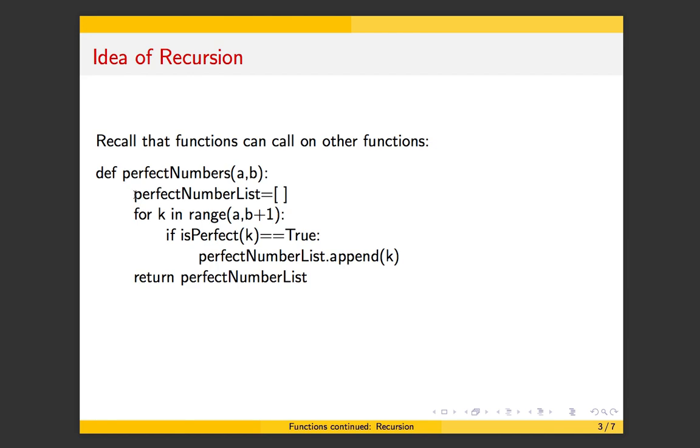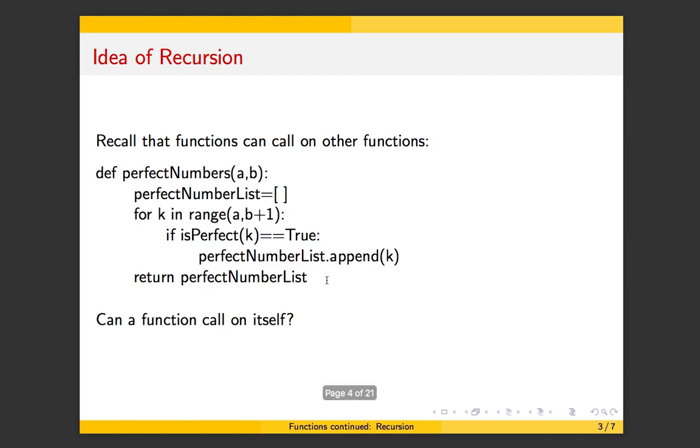So recall exactly how this function worked. It started with an empty list, and then you let k range from A to B, and then if k was perfect, you appended it to this list, and then in the end you returned that list. Okay, recall that this right here, is perfect k, was its own other function that we wrote and put above this perfect numbers function. So perfect numbers called on or used another function. And that's fine. You know, functions can use other functions if they want to.